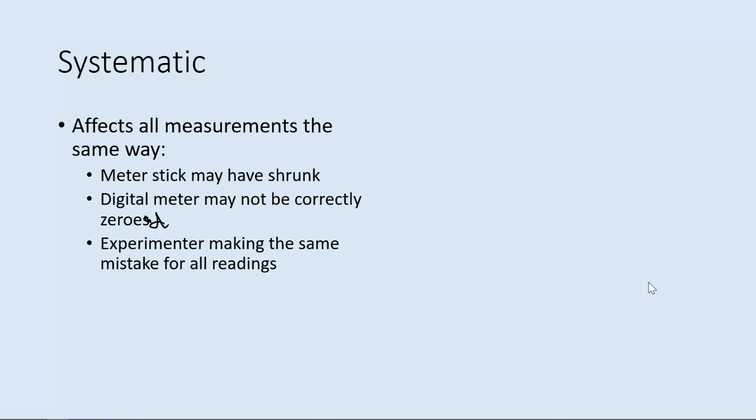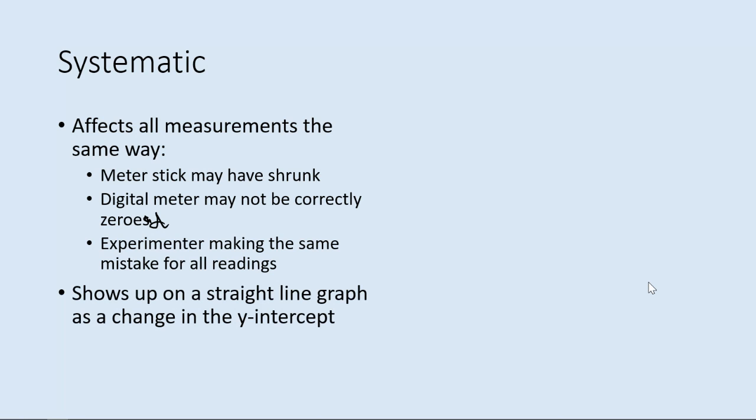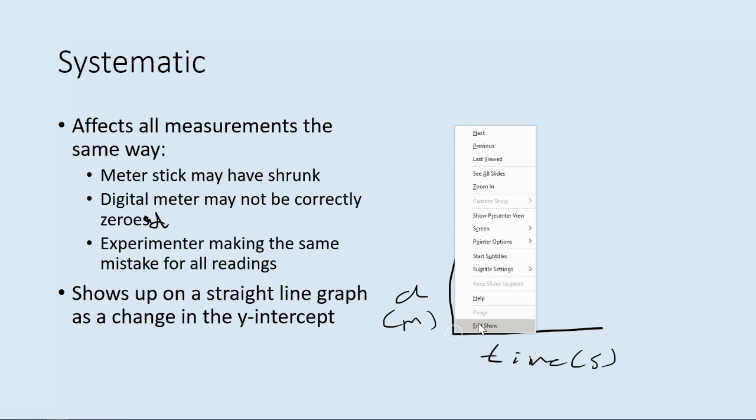Okay, so it would all read around 100 seconds. These quite often show up in graphs, in a straight line graph as a change in the y-intercept. So if you're doing an experiment to check the speed of sound, you'd have time on the bottom in seconds and distance on the side in meters. At 0 time, the sound won't have moved any distance, so it should go through the origin here.